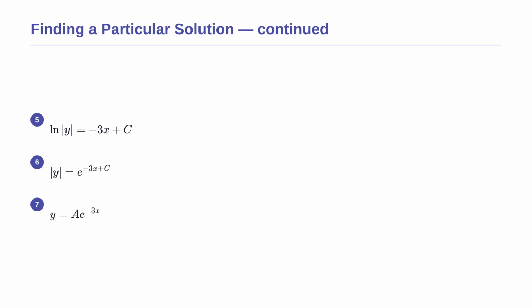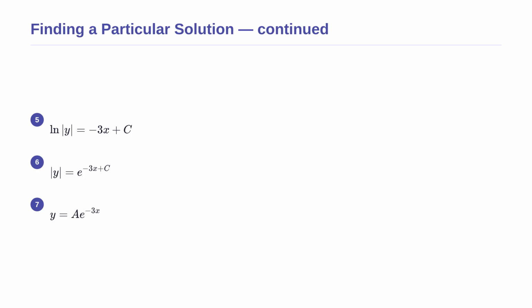To solve for y, we must remove the natural logarithm. We do this by making both sides the exponent of the mathematical constant e. The exponential function and the natural logarithm cancel each other out. Using the rules of exponents, we can replace the constant term e raised to c with a new, simpler constant called a. This gives us our general solution for the decay process.